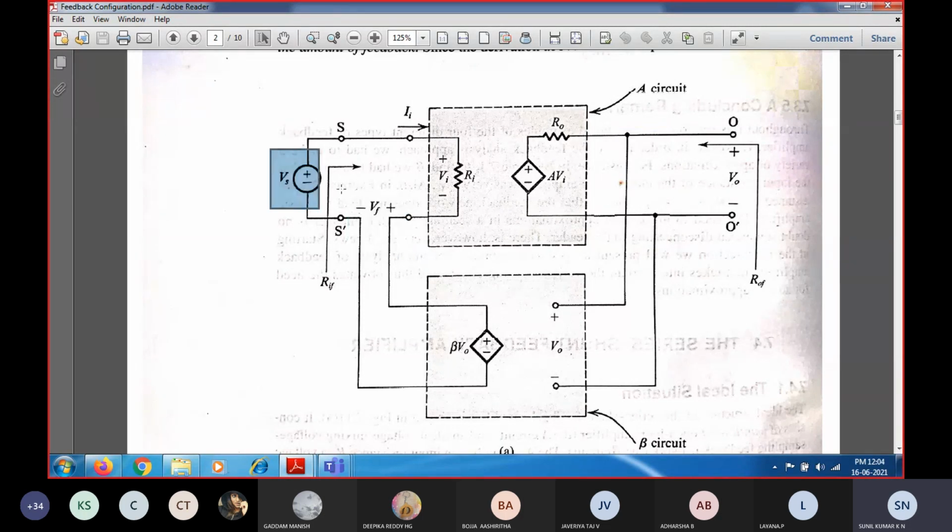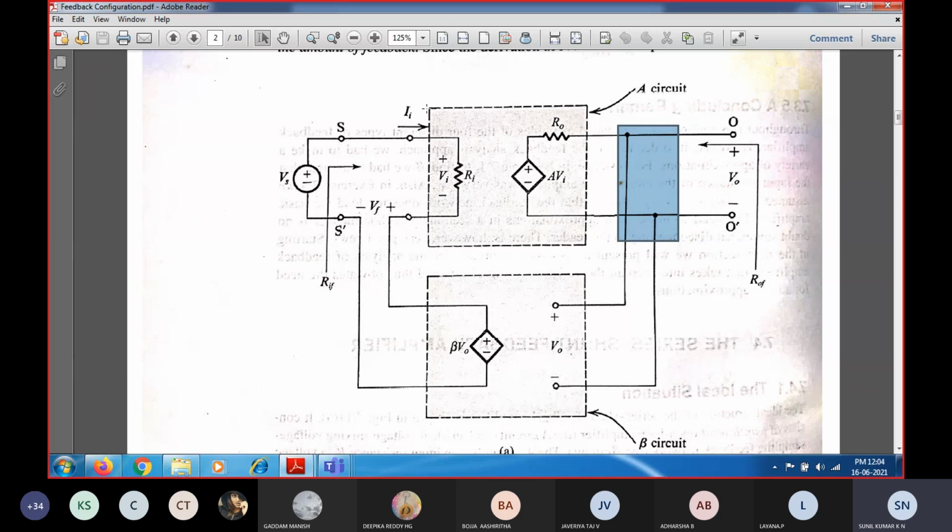So Vs minus Vf, that is the source voltage and the feedback voltage, get subtracted to give the error voltage, which is Vi. This configuration is called a series-shunt configuration. So this is the ideal case of a series-shunt amplifier configuration.